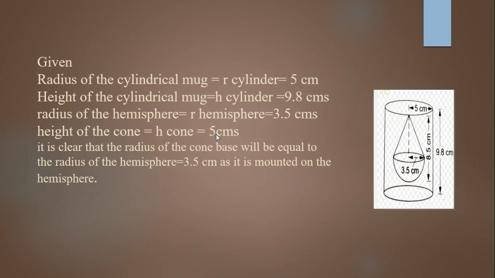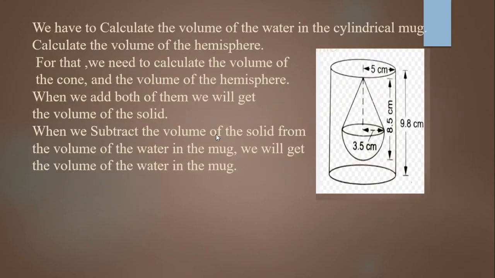Now, one more point we need to conclude. What should actually be found out? We need to calculate the volume of the water left in the cylindrical mug. How will we get it directly? We can't. We need to calculate the volume of the cone and the volume of the hemisphere and add both of them. If we add both the volumes, we will get the volume of the total solid shape which is immersed in the cylinder.